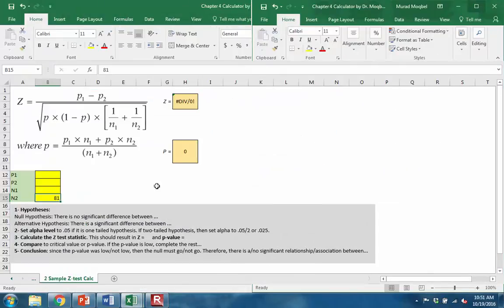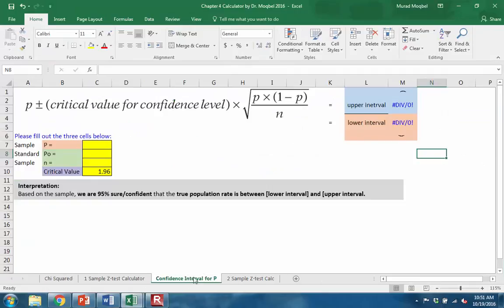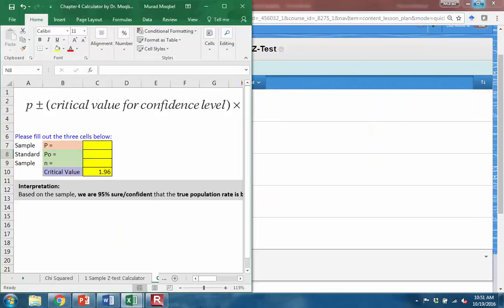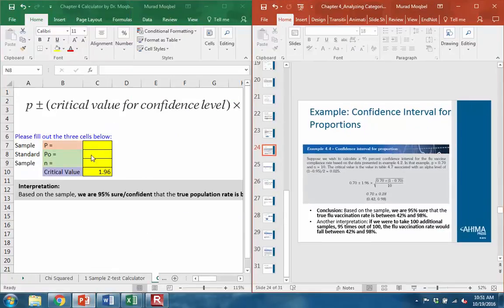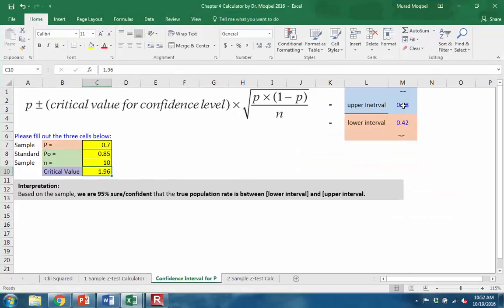So with the calculator for the confidence interval, we can apply it to this example. The sample proportion that you collected was 0.7, or the rate for the sample was 0.7. The standard for the company was 85%. The sample size that you collected was 10 employees, and we will keep the critical value as it is. Now, as you can see, we get the upper and lower confidence interval limits.